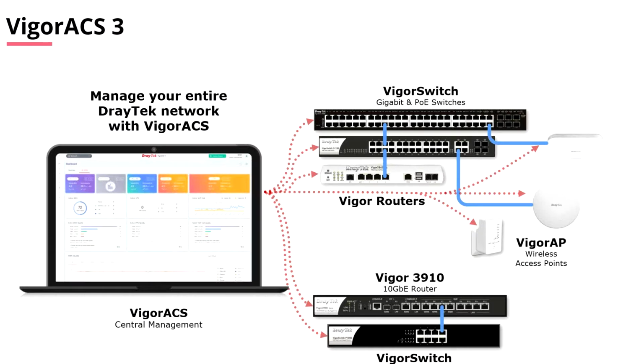So VigorACS 3 is the latest version of DrayTek's network management system. You can use VigorACS to manage any DrayTek routers, switches, or access points. This provides you with a platform for configuration, monitoring, and management of all of your devices on all of your sites. VigorACS 3 builds on the previous developments of our management systems. We've been running central management for many years, so we've had VigorACS ISP, VigorACS I, and its immediate predecessor, VigorACS 2.